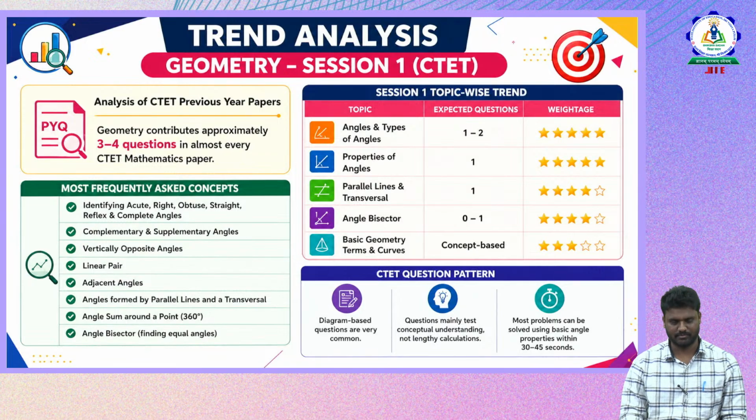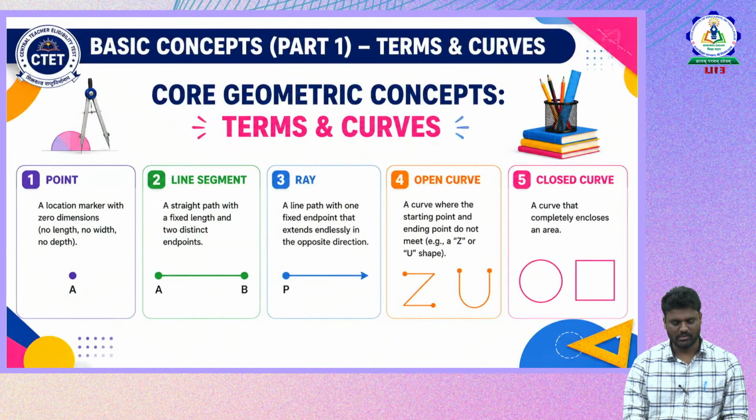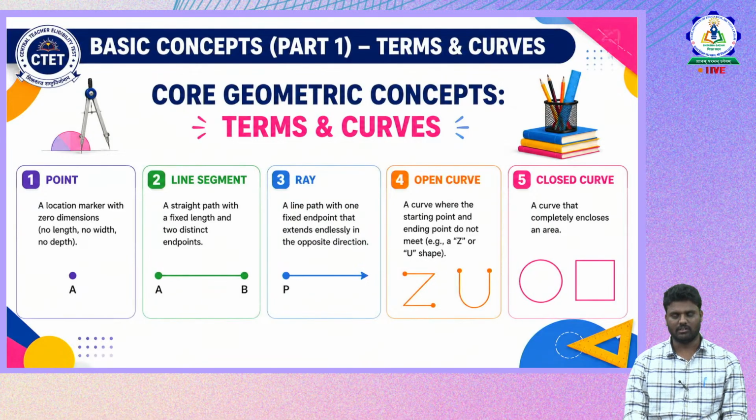Now let us see them one by one, along with previous CTET questions, and we will try to understand the concepts. Every year, in CTET paper 1 and paper 2, a maximum of 3 to 4 questions are asked from the topic of geometry. So before we solve previous questions, let us try to understand the basic geometrical terms.